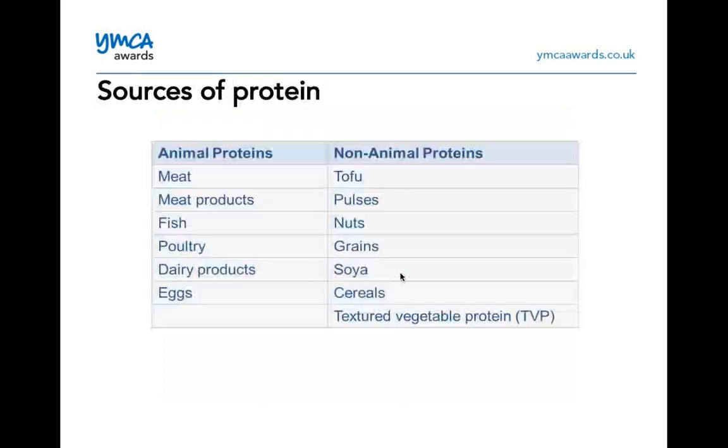So, sources of protein. Where are we going to get our protein from? So, animal protein: meats, meat products, fish, poultry, dairy products, and eggs. Non-animal product proteins: tofu, pulses, nuts, grains, soyas, cereals, and TVP, which is textured vegetable protein.